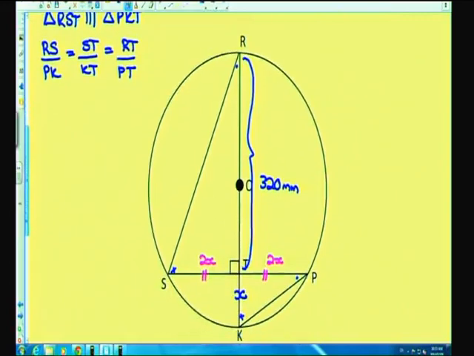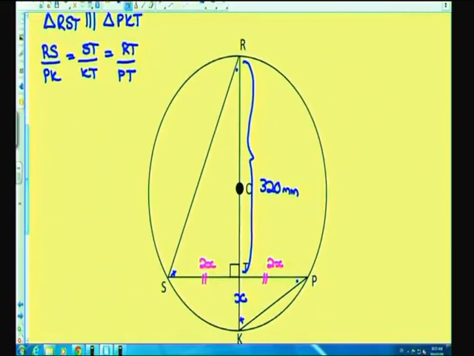So do we know RS? No. Do we know PK? No. Do we know ST? Yes, we do. It's 2x. Do we know KT? Yes, it's x. Do we know RT? Yes, we do. And do we know PT? Yes, we do. So this part of the ratio is not needed.